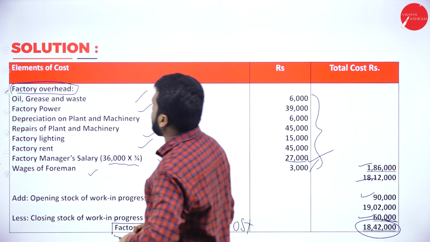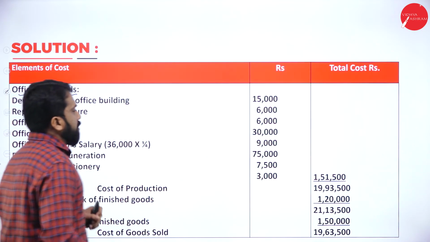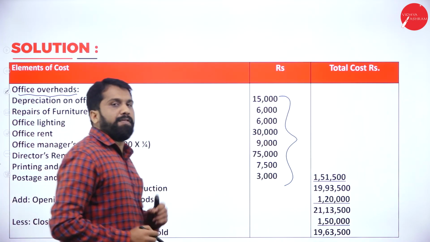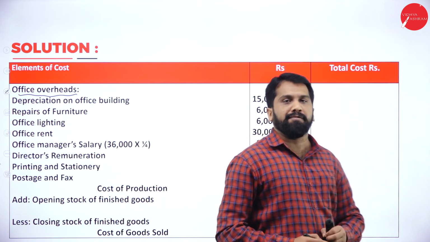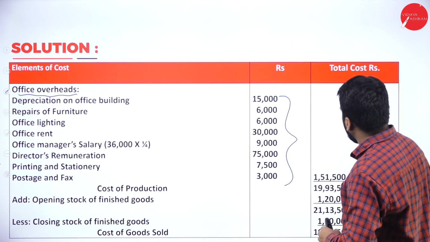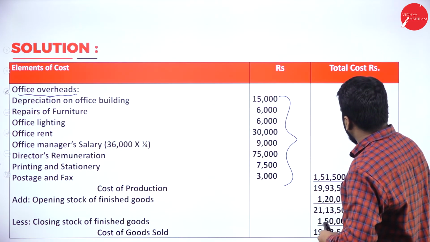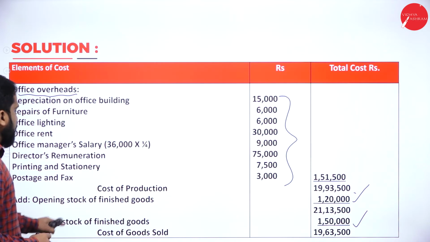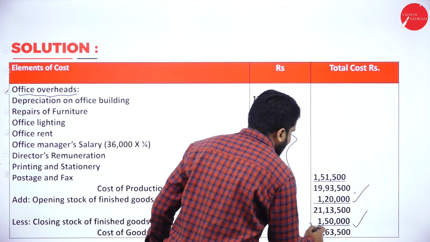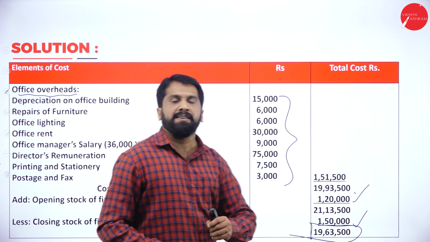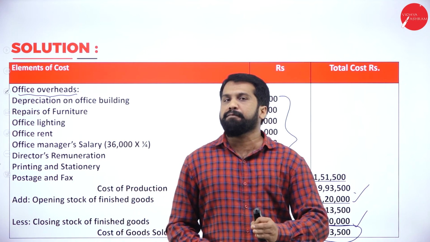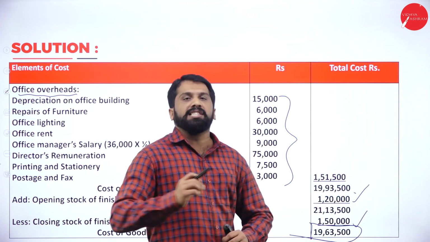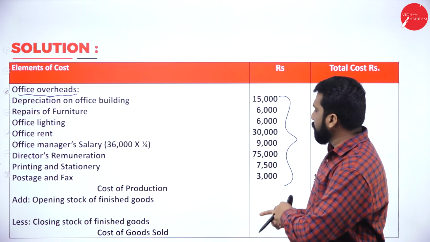Along with that, we have to take opening of finished goods minus closing of finished goods. Now, what is your opening of finished goods? It will be 1,20,000. Closing will be 1,50,000. Add and minus. How much will you get? Your final answer, cost of goods sold, is 19,63,500. This will be your cost of goods sold.